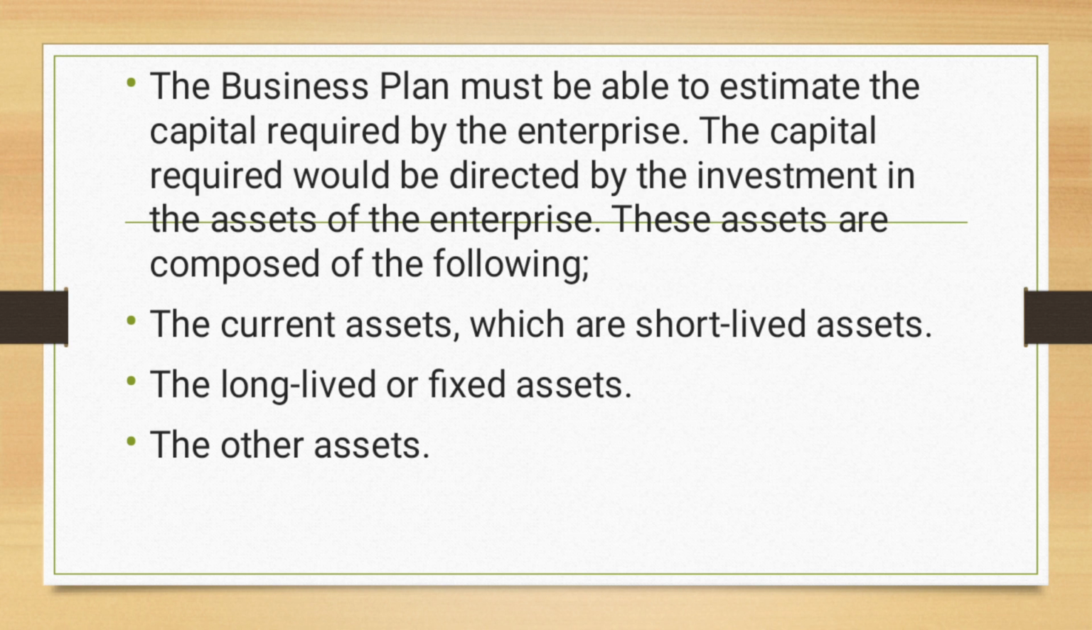We have the current assets, which are short-lived assets. For example, the cash and cash equivalents, the accounts receivable, the inventory. These assets can be easily converted into cash. And then we have the long-lived or fixed assets. Examples of these are the buildings, the furnishing, the fixtures, the office equipment, vehicles, land, patents, trademarks.